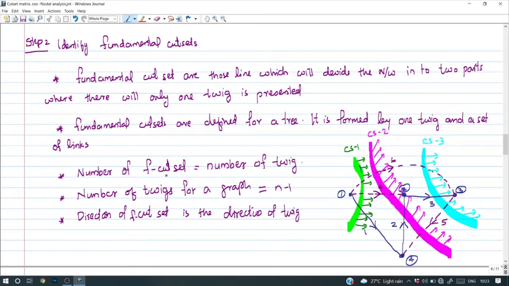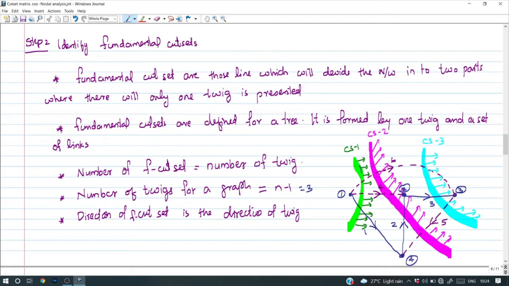So what is the relationship between number of nodes n and fundamental cut set? There is a relation. So we know number of twigs is always n minus 1, where n is number of nodes. So for this graph, number of available twigs are 4 minus 1, that is 3. So number of twigs of a graph is always n minus 1. For this case, it is 3.